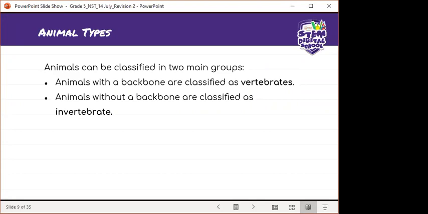So remember, your mammals and your reptiles, you can also say that the difference between the two is warm-blooded as well as cold-blooded. But the two main groups are vertebrates as well as invertebrates.